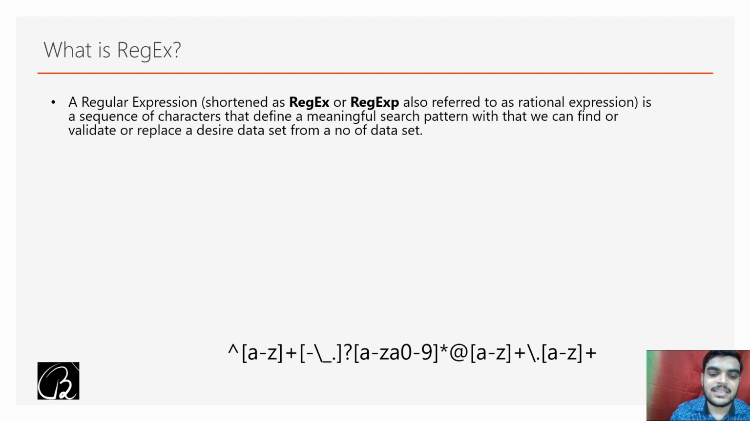So here you can see the expression that we have. These all are characters, right? Whether alphabets or numeric or some kind of special symbol, these all are characters. So I can say a regular expression is a sequence of characters that defines a meaningful search pattern. Basically it is defining some kind of meaningful search pattern, right? And with that we can find or validate or replace a desired dataset from a number of datasets, or I can say from an input dataset.